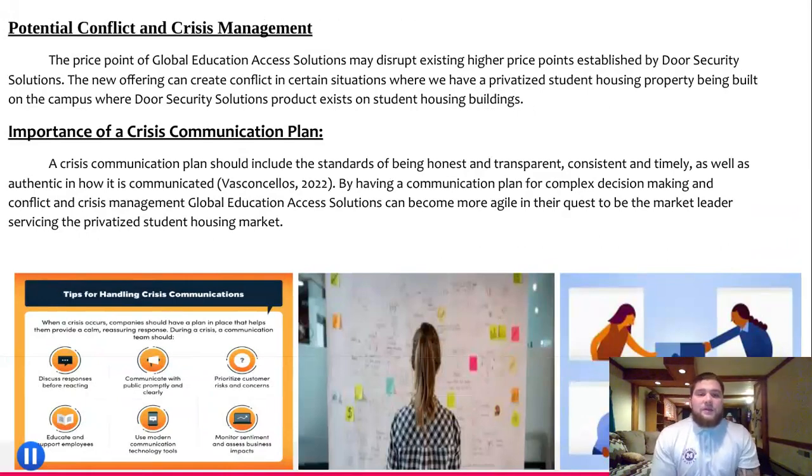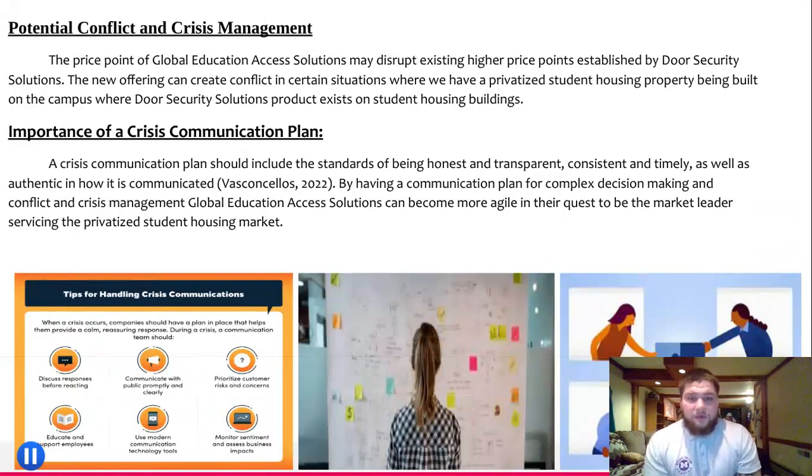Potential conflicts and crisis management. The price point of Global Education Access Solutions may disrupt existing higher price points established by door security solutions. The new offering can create conflict in certain situations where we have a privatized student housing property being built on the campus where door security solutions products exist on student housing buildings. It is critical that Global Education Access Solutions develop a unique communication plan focused on clearly identifying expectations and responding to conflict or crisis in the field.